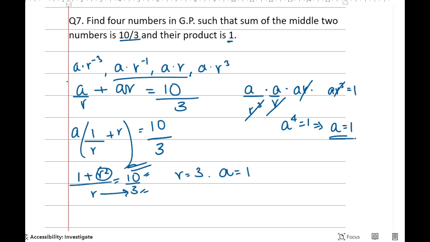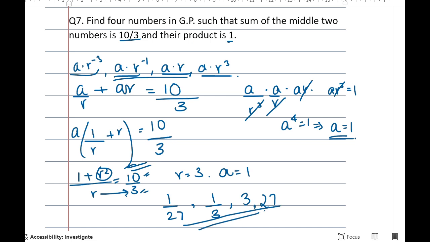You have to find 4 numbers, which are A by R cube, A by R inverse, A into R, A into R cube, right? So how will you do that? A is 1, so R cube is 27, that's 3 cube, comma, A is 1 again, so R is 3, comma, then you have A into R, which is 1 into R, and that will be 3, comma, then you have A into R cube, which is 1 into 27, and that will be 27. And these are your 4 numbers.